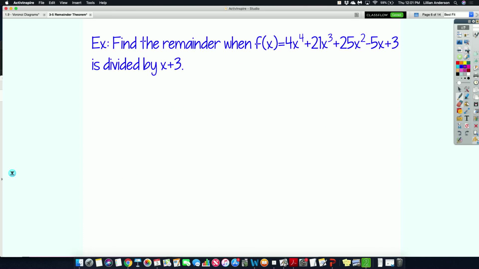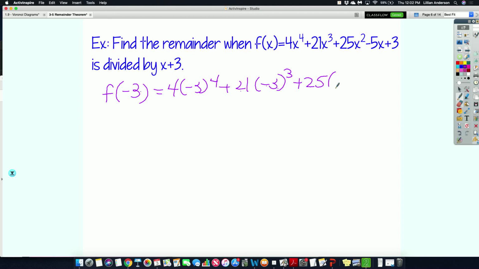Let's look at this one together, but you don't have to write it down. I want to find the remainder for this particular function. What's going to be the c that I'm going to plug in? Negative 3. The opposite. So then we'll have 4 times negative 3 to the 4th power plus 21 times negative 3 to the 3rd power, so on and so forth. Y'all know this is the same function from before, right? So now let's see if x plus 3 is a factor. Let's see if negative 3 is a 0 for this polynomial.